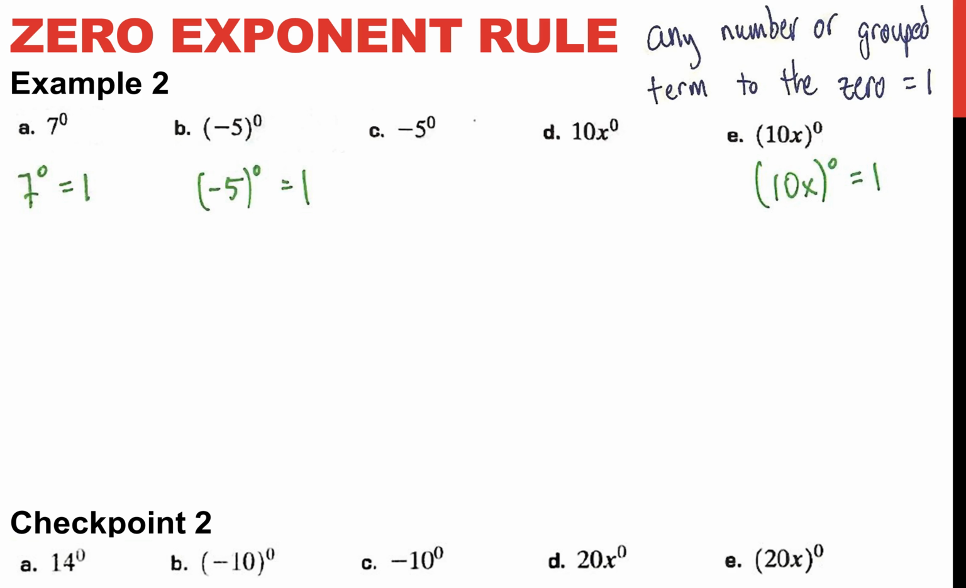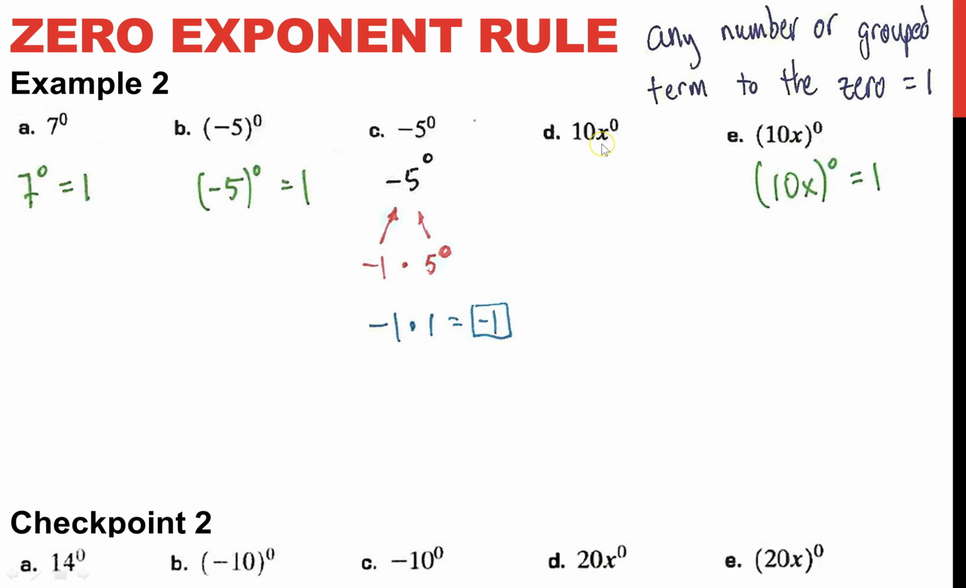All right, that leaves us with C and D. So let's take a look at what's happening. With C, believe it or not, this here is actually a product. It is negative 1 times 5 to the 0 power. So the 5 is the only one being raised to the 0 power. And we know anything to the 0 power equals 1. So that turns into negative 1 times 1, or just negative 1.